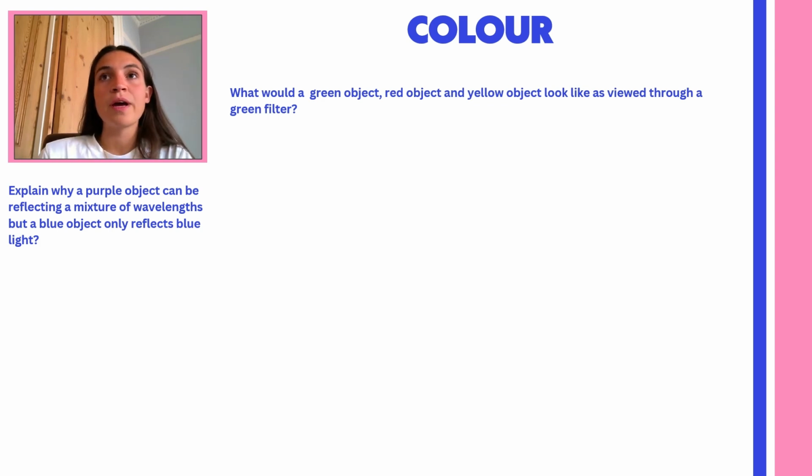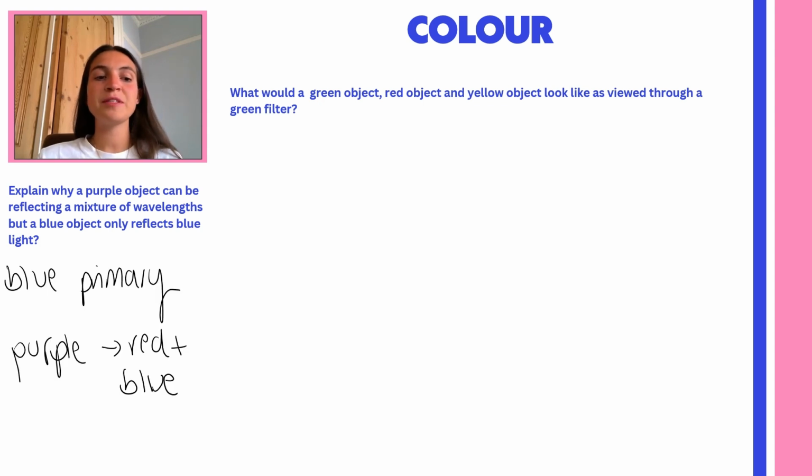So blue can only be made up of blue light being reflected, whereas purple could be some purple light being reflected from an object, or it could also be a mixture of blue wavelengths and red wavelengths being reflected by an object, that when you see those wavelengths together, the object appears purple. So that's the difference here. Blue is primary, purple is not, and it can be made up of reflecting blue and red wavelengths.